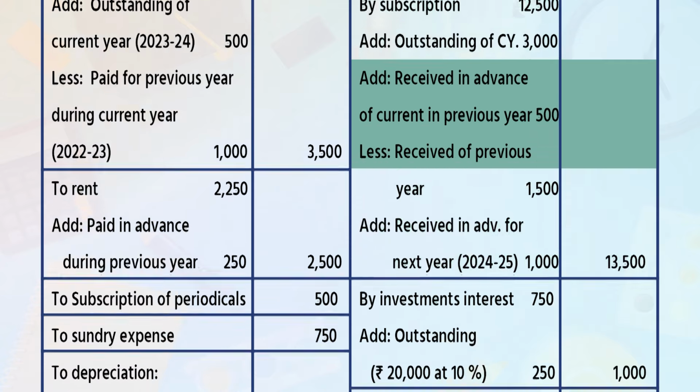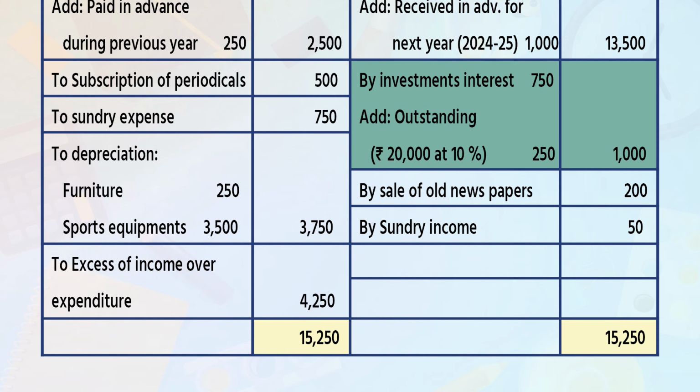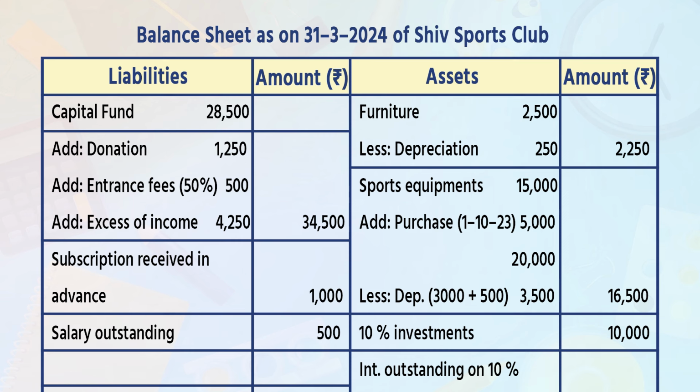The total of all these is rupees 13,500. Next, investment interest in inner column rupees 750. Now we add outstanding, 10% of 20,000, that is rupees 250. In outer column 1,000. Sale of old newspaper 200. Sundry income 50, and the total of income side is 15,250. Now we are going to prepare balance sheet as on 31st March 2024 of Shiv Sports Club.